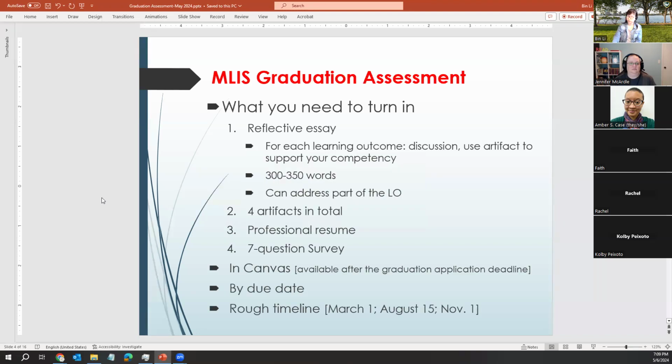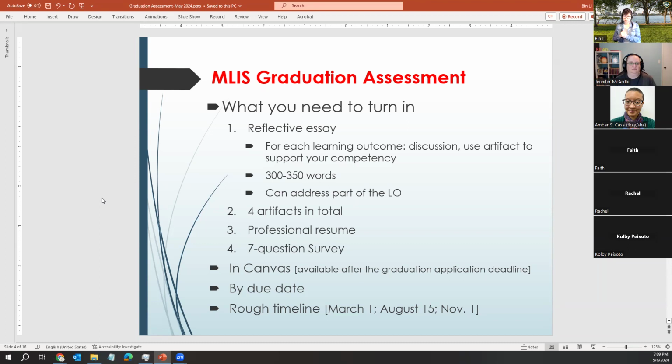And they are color coded. If it's red, it's the MLIS graduation assessment. So basically, what are the requirements? You need to work on a reflective essay, and along with your essay, you also need to upload 4 artifacts, and then also your resume, and then there's a survey.